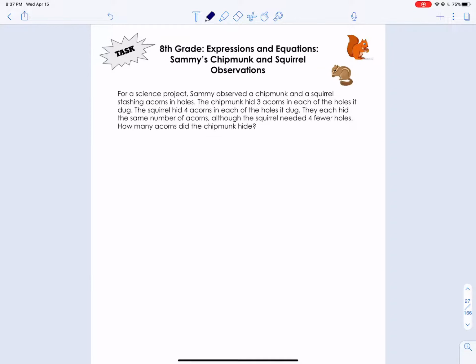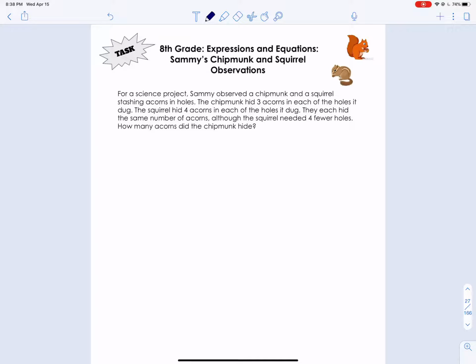Okay, so this is day 2 of the second distance learning packet and the math section. For day 2, we do have a task, and we have 2 different animals, and we have some information about how many acorns they are collecting. It says the chipmunk hid 3 acorns in each of the holes it dug, and the squirrel hid 4 acorns in each of the holes it dug. They each hid the same number of acorns, although the squirrel needed 4 fewer holes. How many acorns did the chipmunk hide?